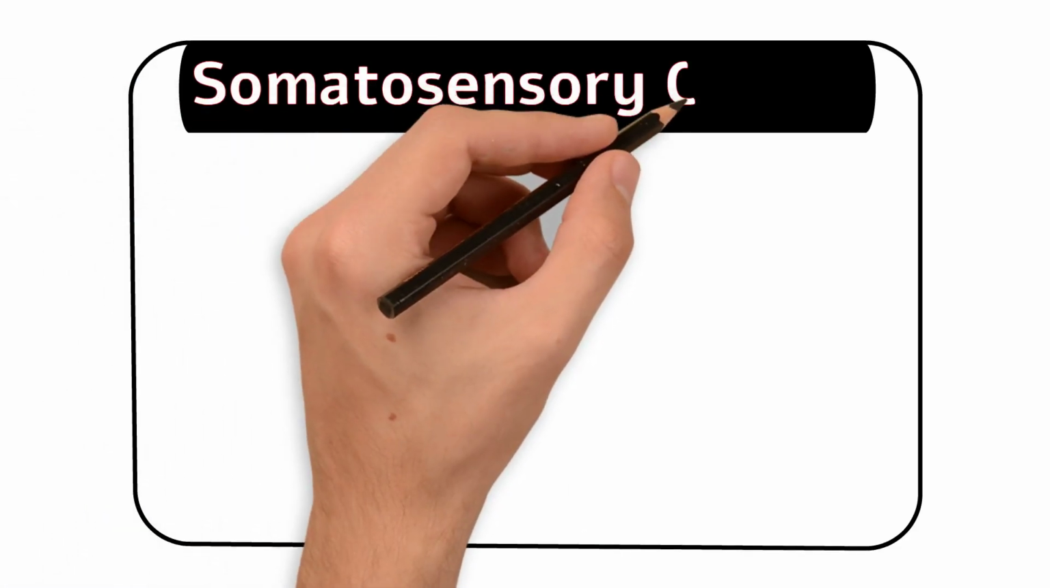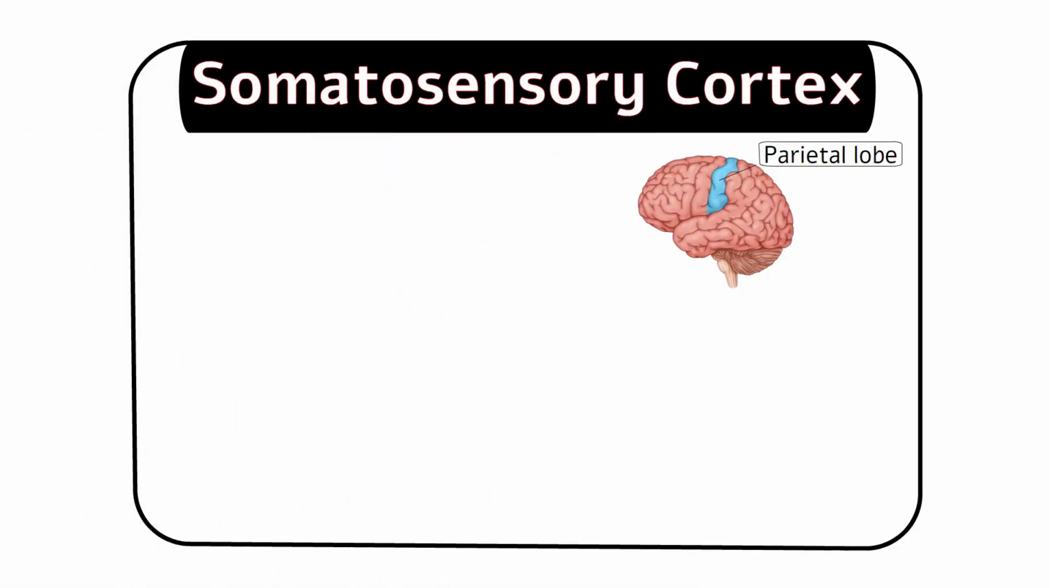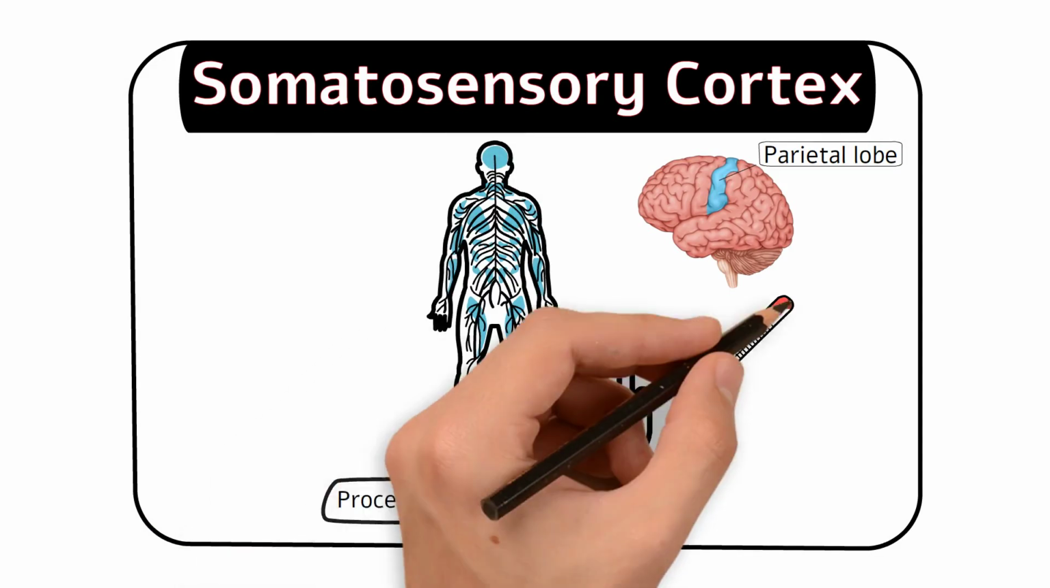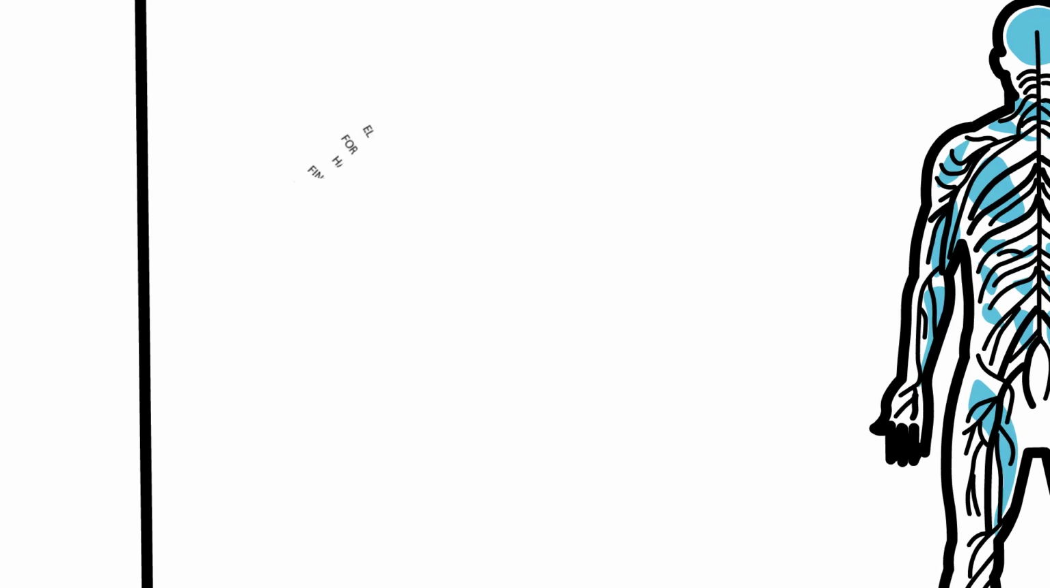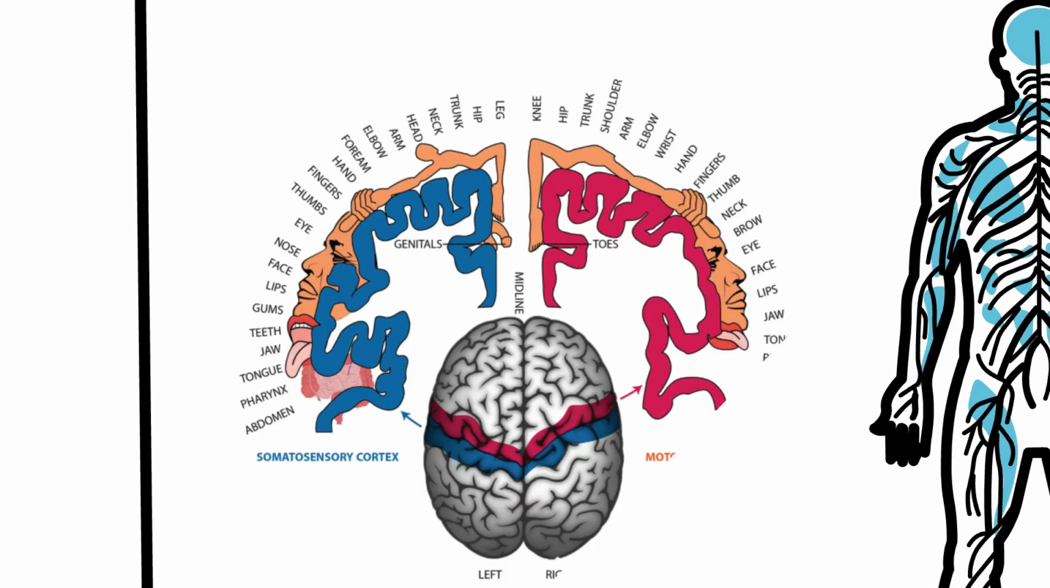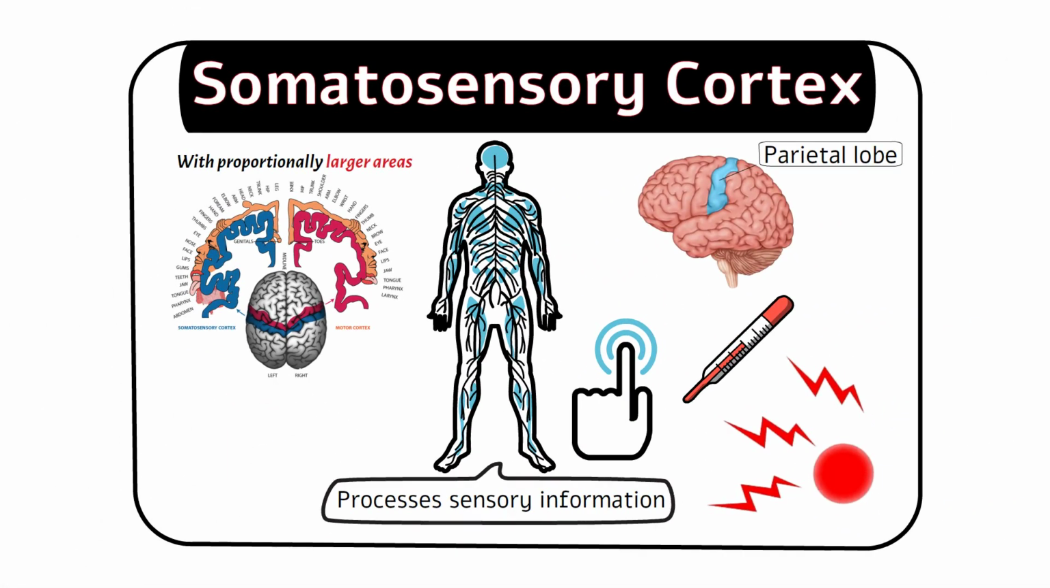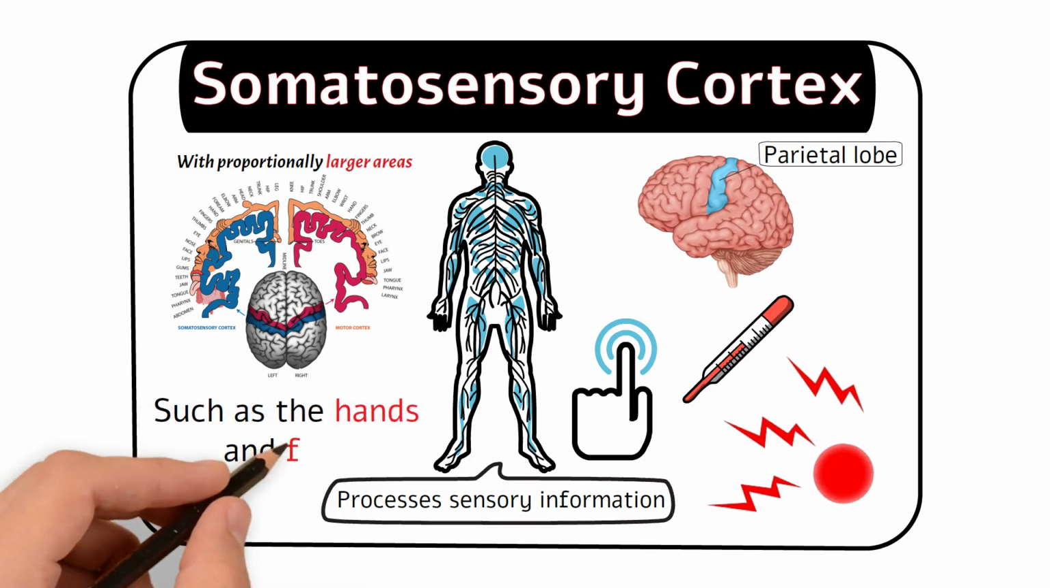Somatosensory cortex, located in the parietal lobe. This area processes sensory information from the body, including touch, temperature, and pain. Like the motor cortex, it is organized somatotopically as a sensory homunculus, with proportionally larger areas dedicated to body parts with greater sensory sensitivity, such as the hands and face.